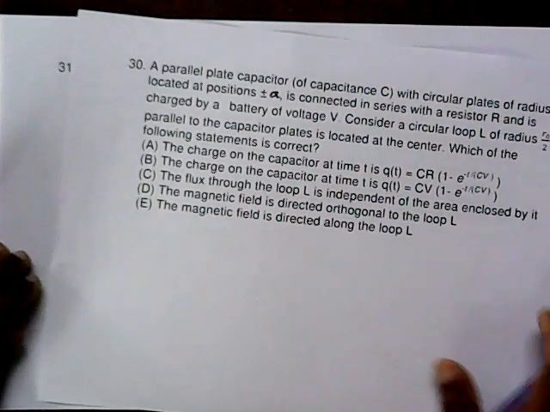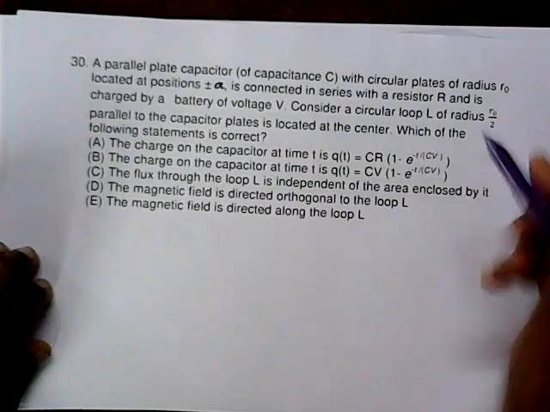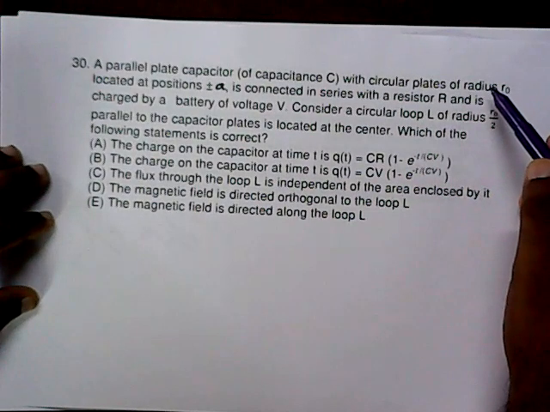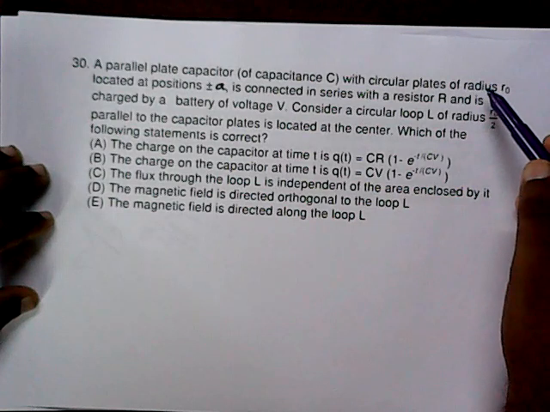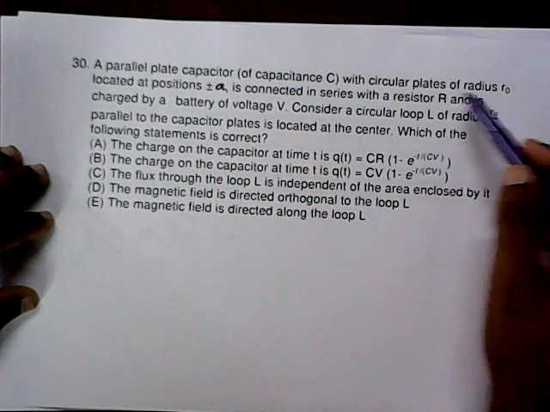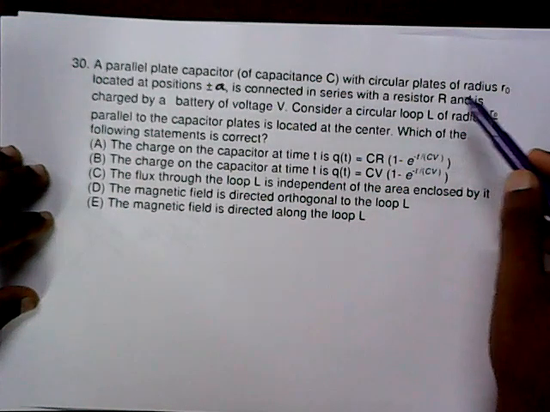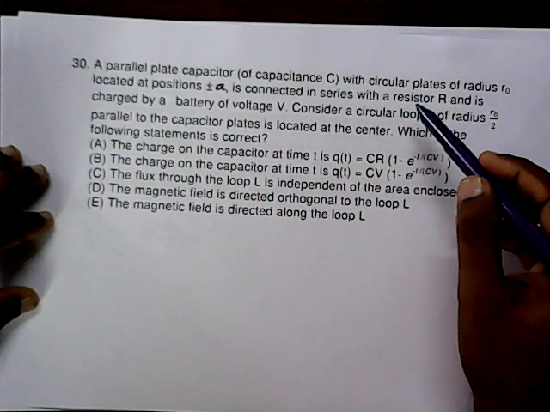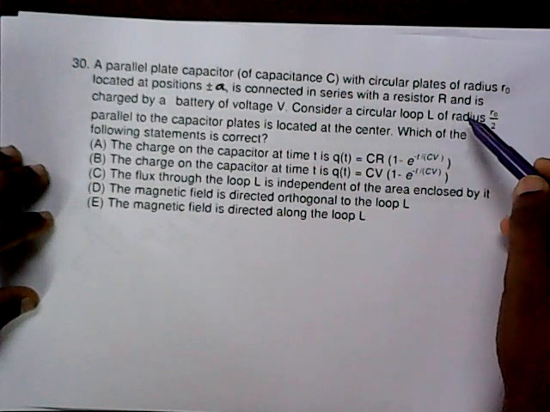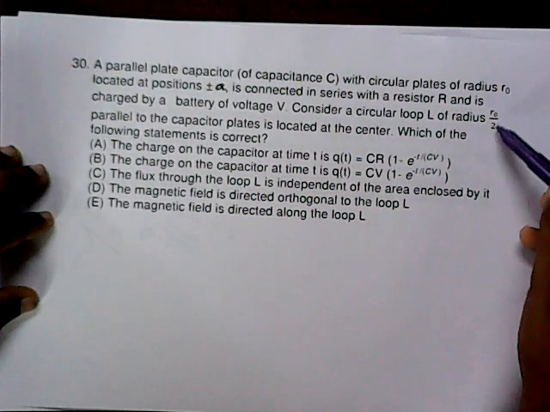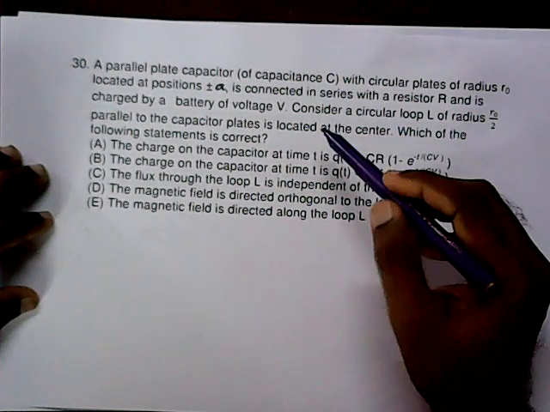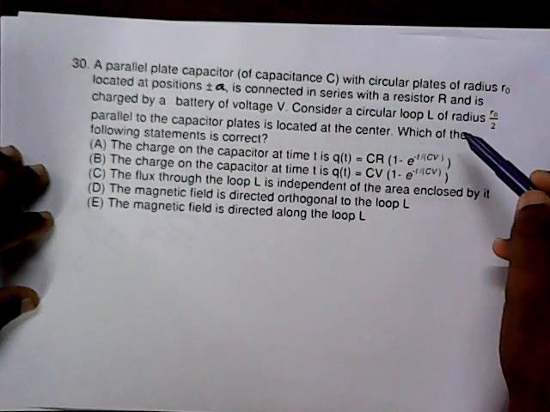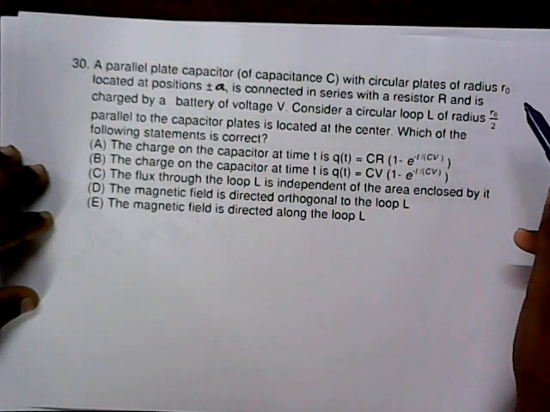30. A parallel plate capacitor of capacitance C with circular plates of radius R0, located at positions plus or minus A, is connected in series with a resistor R and is charged by a battery of voltage V. Consider a circular loop L of radius R0 by 2, parallel to the parallel plate capacitor, located at the center. Which of the following statements is correct?